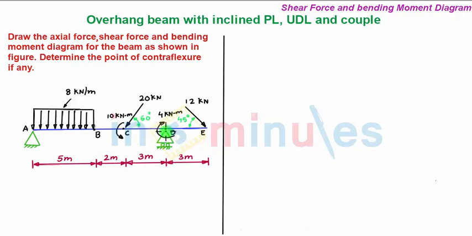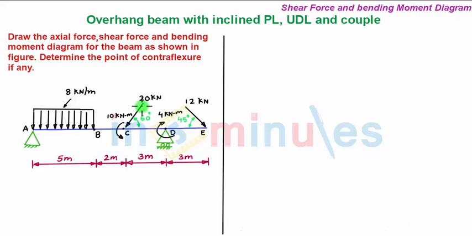Then we also see that at point E there is an anti-clockwise moment of 4 kN meter. Then again at point E we have an inclined load of 12 kN, and this time it is inclined with the horizontal by 45 degrees. Now we see that part DE of the beam is the overhang. So now let's solve the problem.